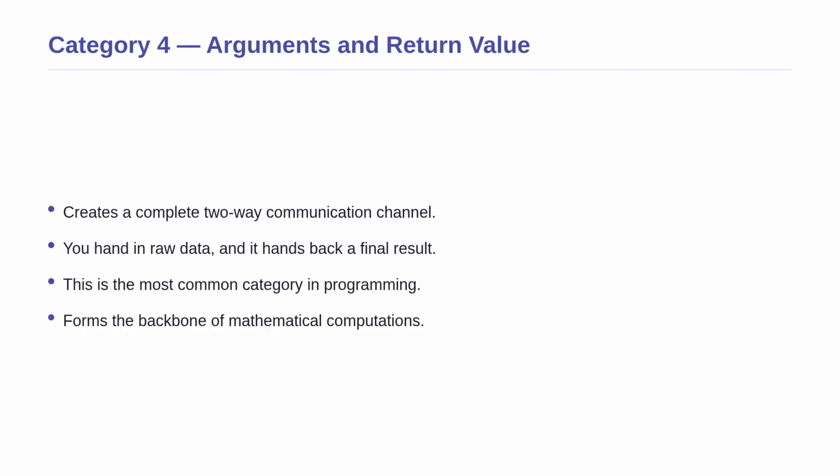Now we reach the fourth category, which is by far the most common in programming. These are functions that take arguments and also return a value. This creates a complete two-way communication channel between the main program and the function. You hand the function some raw data, it processes that data, and it hands you back a final result. Think of a standard calculator, where you input two numbers and it gives you back their sum. This category forms the absolute backbone of mathematical computations and data processing.